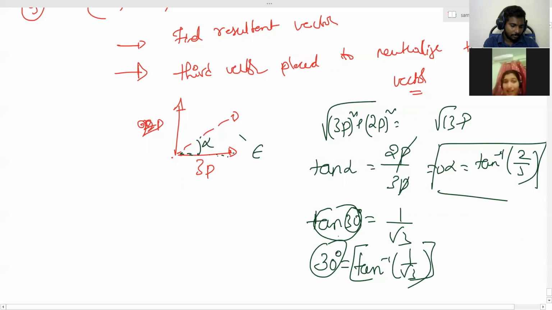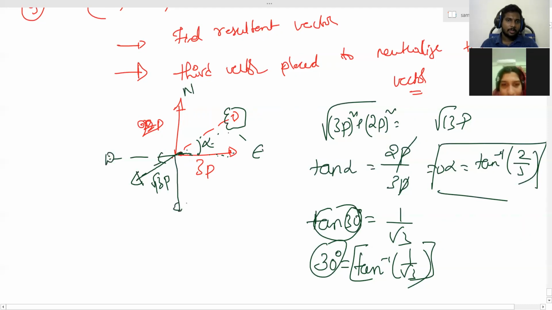So can you tell me the answer for the second one, sir? Second one means to neutralize, to make it 0. You write exactly the opposite vector, root 13p exactly opposite to this angle. Which direction? East, north, west, south. This is also alpha, vertically opposite angles. So tan inverse of 2 by 3 towards south from west, south of west.